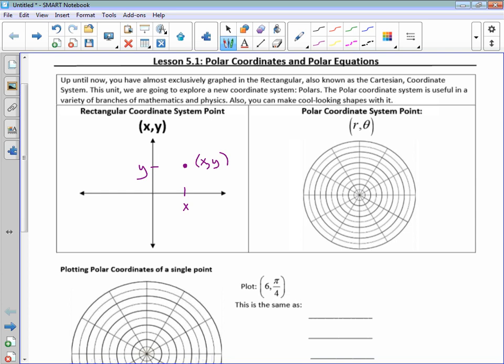And I'm going to do polar coordinates. When we're doing polar, you have a radius now, and you have an angle that you're looking at. So you still have ordered pairs, but it's no longer an XY ordered pair. It's an r and a theta. Okay, so the r is the length, and the theta is the angle.